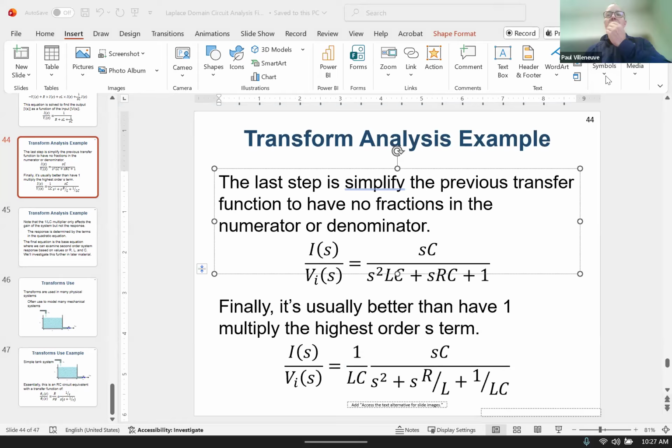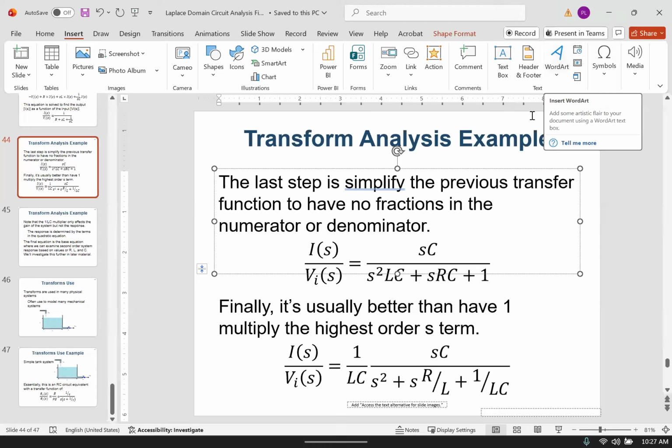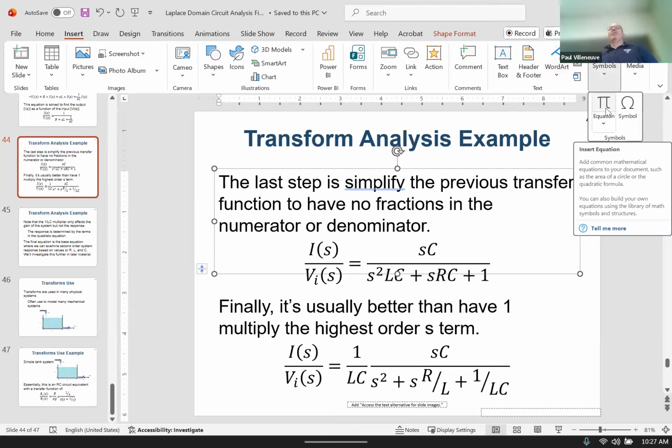Not symbols. There should be an insert equation there somewhere, next to symbol. Yeah, usually it is. I don't see it. Maybe I've got to go to the down arrow. Hit the down arrow under symbols and it should pop up. Okay, yes. So you can insert an equation right there.